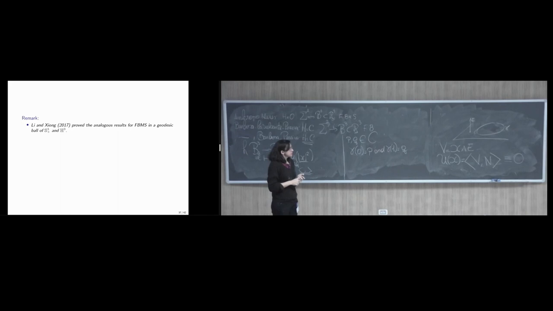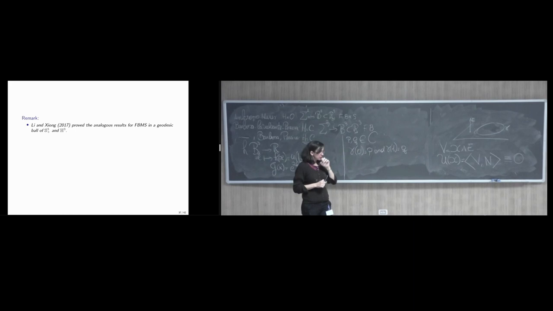Now I talk a little more about some results and about some remarks. First, Li Xiong provided analogous results in the case of free boundary minimal surfaces, but in the case of the sphere in hyperbolic space, but the proof is different from ours because they are a little more difficult.